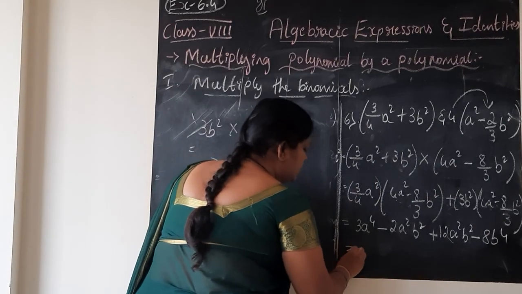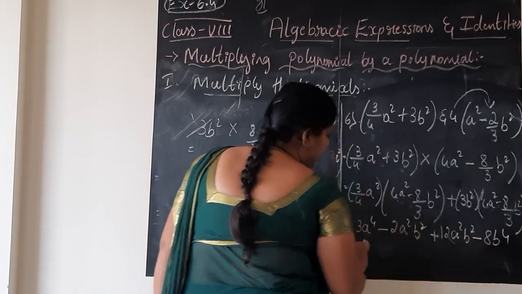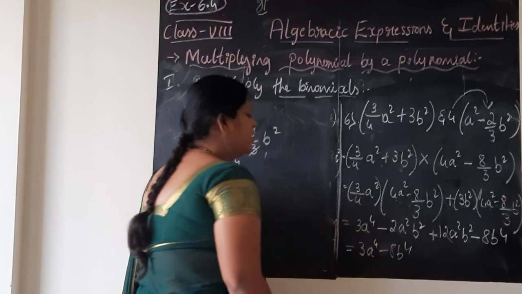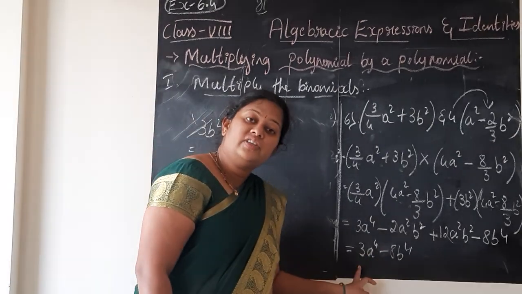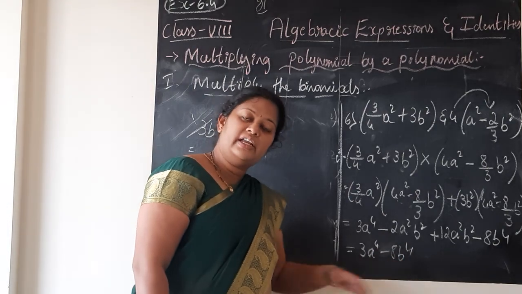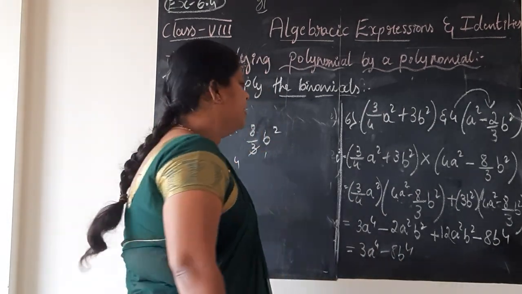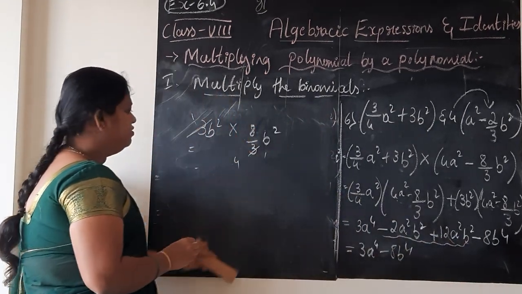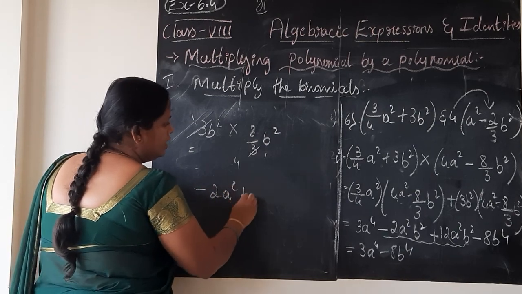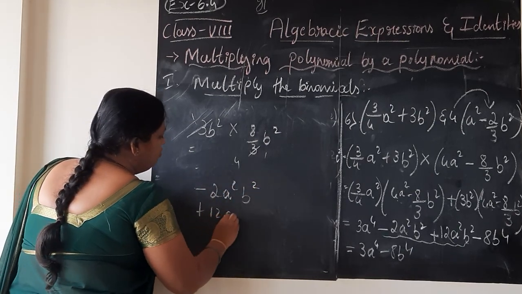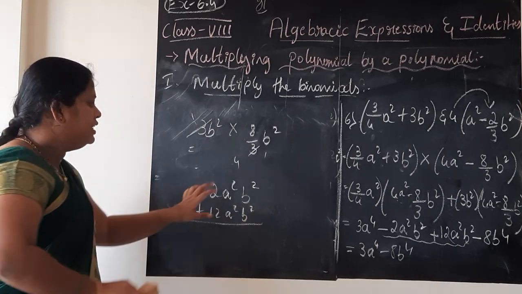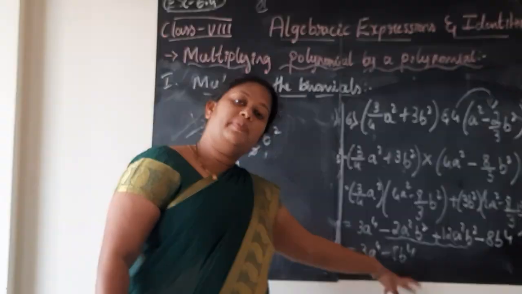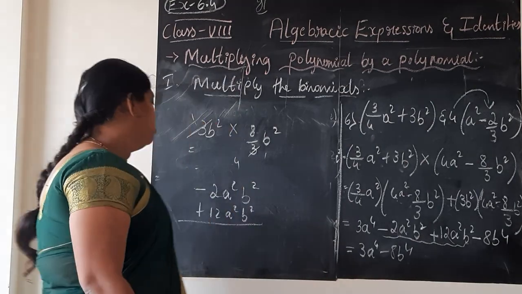Now the last step is, let us arrange in the decreasing order of power. These two terms have power 4. So 3a to the power 4 minus 8b to the power 4. Don't get confused here and simplify 8 and 3. This is a, this is b. Both the variables are different, so you cannot add or subtract them. Now look here. These two you can subtract. What do we have? Minus 2a square b square plus 12a square b square, children. See, if you have a square b square in common, only then can you add. Not in this case. A to the power 4 is different, b to the power 4 is different. So you cannot add them.